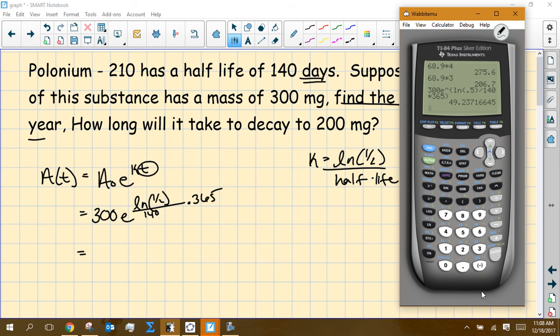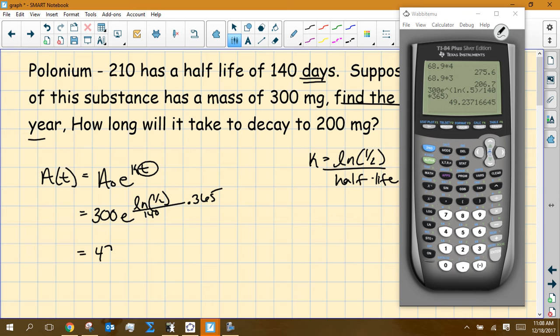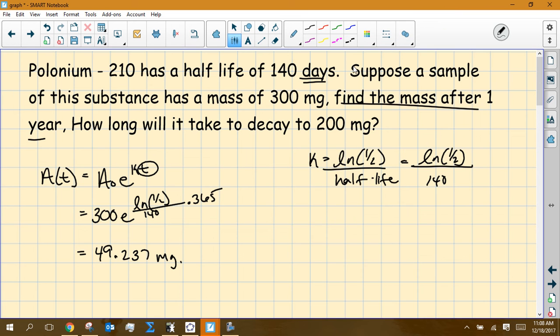And it gives me 49.23 milligrams. Okay. Which, again, does that make sense? Well, if I double, that's 280. Okay, so 2 half-lives would be 150, and then cut that in half again to be 75. So that would give me 280 days.